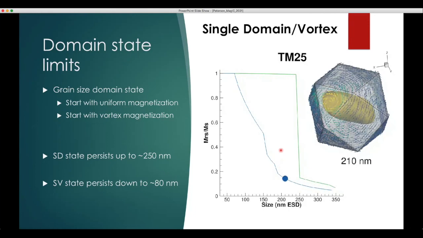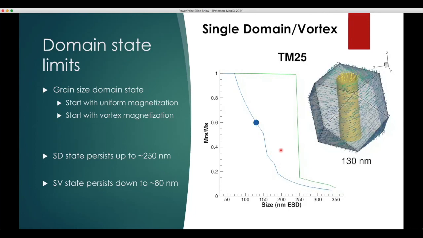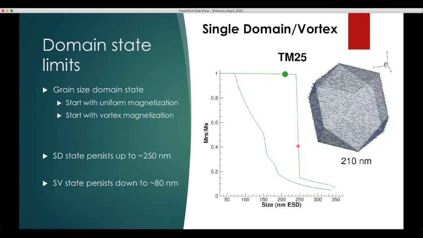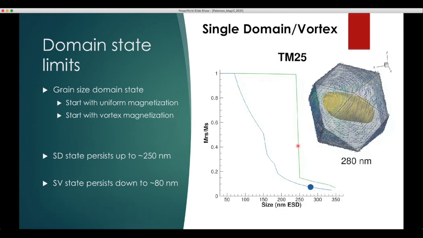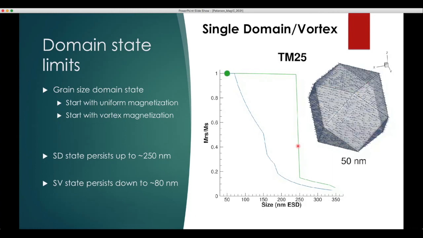So anything below 80 nanometers will always be in a uniform magnetized state. It will essentially be in a single domain state. And anything above 250 will always be within a vortex state, a single vortex. But anything between 80 and 250 can be either a single vortex or single domain, depending upon its prehistory.